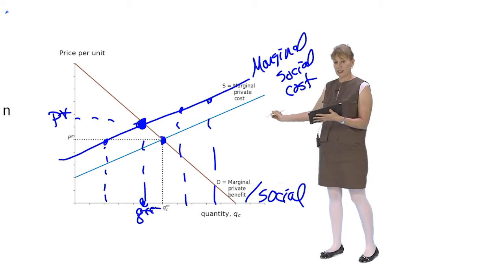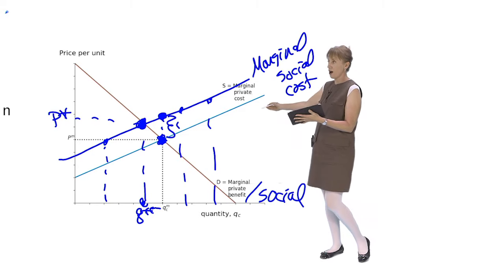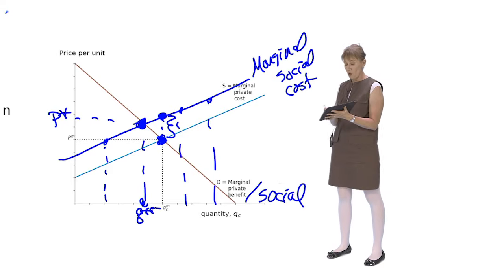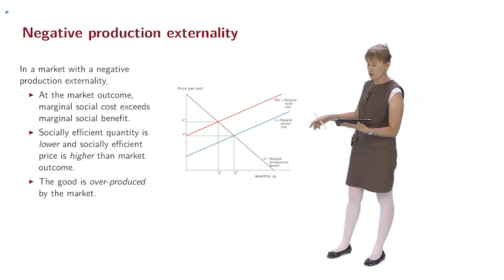We can tell that this market equilibrium is inefficient because at market equilibrium, marginal social costs are up here, marginal social benefits are down here, and marginal social cost exceeds marginal social benefit. So society would benefit by a reduction in production. Let's clean it up and take a closer look.